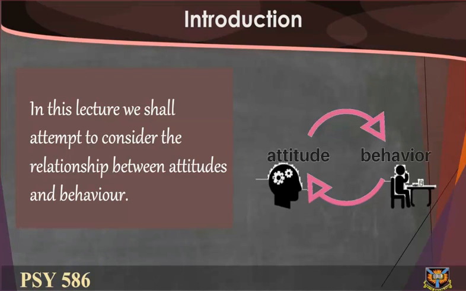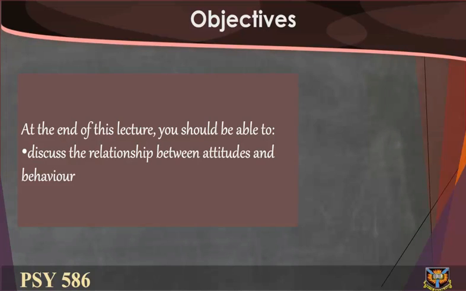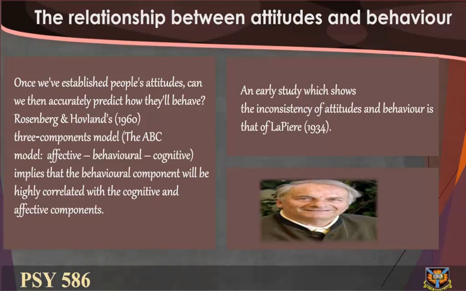Introduction. In this lecture, we shall attempt to consider the relationship between attitudes and behavior. Objectives. At the end of this lecture, you should be able to discuss the relationship between attitudes and behavior. The relationship between attitudes and behavior. Once we've established people's attitudes, can we then accurately predict how they will behave?